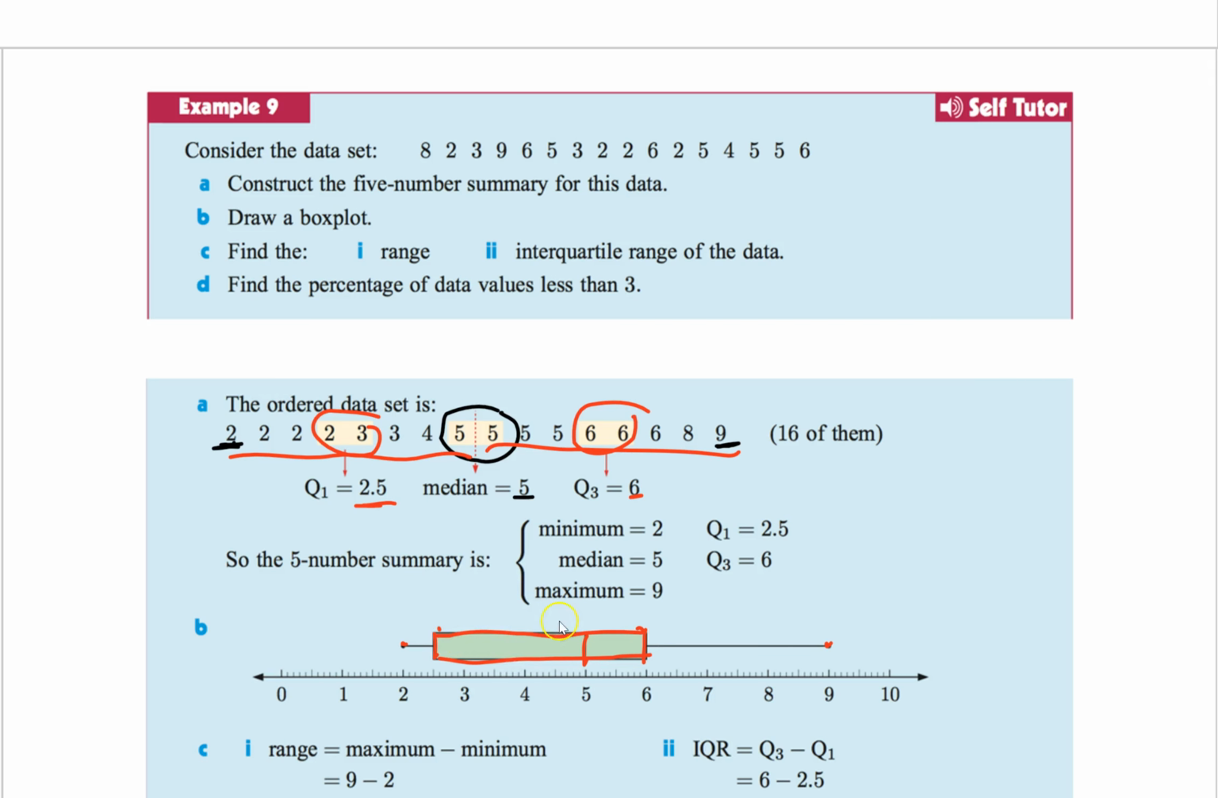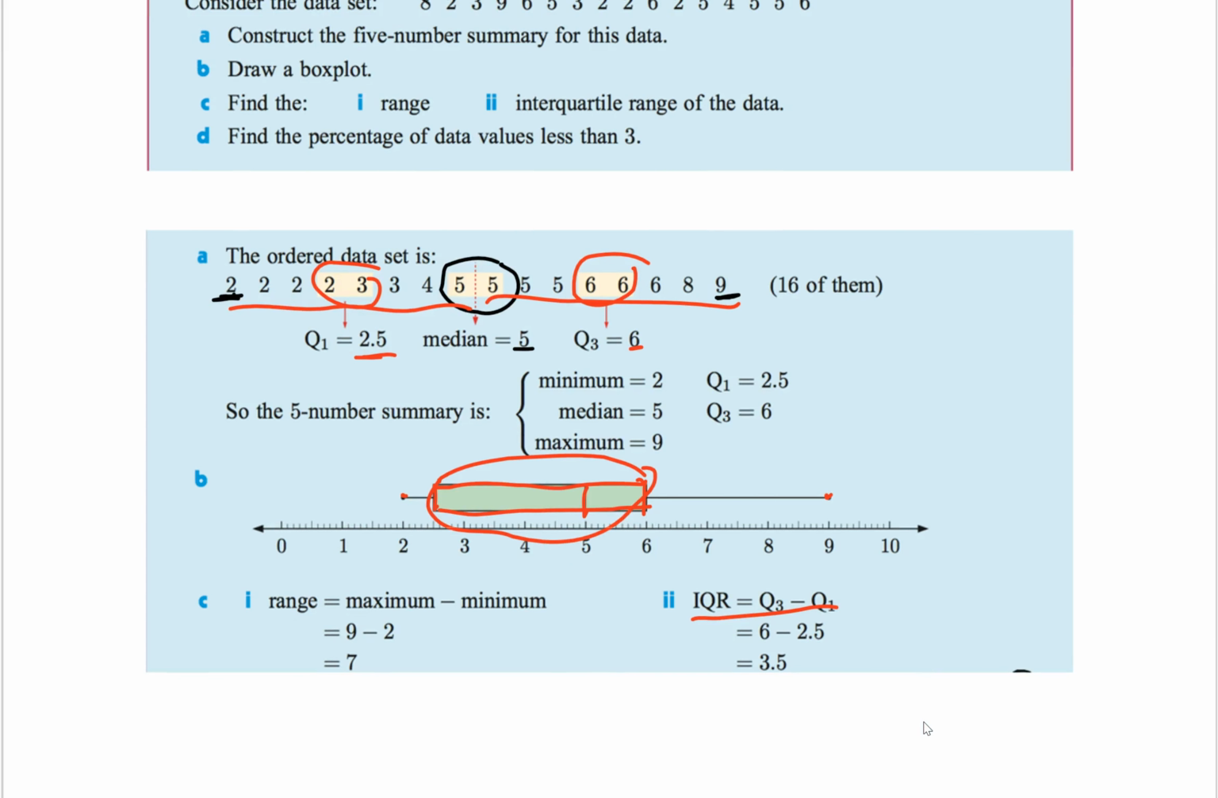And by the way, this is the IQR. This box right here is the IQR, right? Q3 and Q1. And if you want to find the IQR, just do Q3 minus Q1, or 3.5. If I want the range, right, max minus min, so 9 minus 2, and I get 7. So that's a quick example of how to use it.